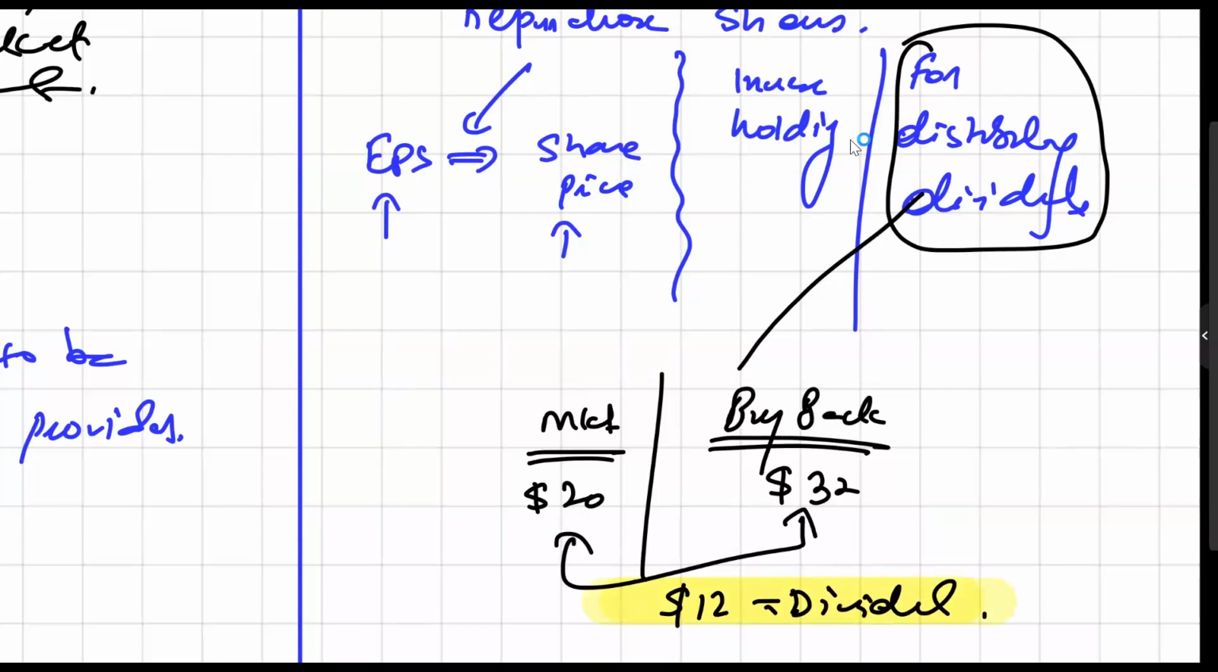So what is it going to be termed as? It is going to be termed as dividend. Technically it is dividend. Why? The reason being that you are actually taking out the money, but the money is being taken out in the form of the share buyback. So you're actually transferring extra money to the shareholders, and this is a way of transferring money. This is a share buyback.